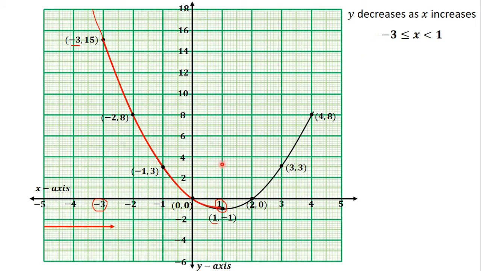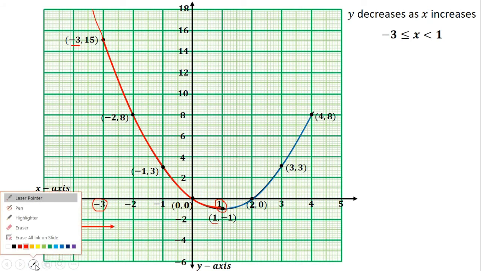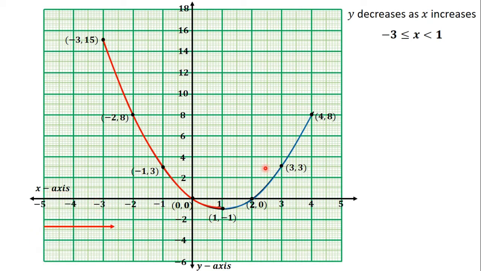So on this graph sheet, for x values between -3 and 1, we can see that the values of y decrease as x increases. Let's look at the second part of the curve. The second part of the curve is what I've colored with blue. I'm going to take the ink off the page so that you can see it clearly. So this is the second part of the curve. We can see that it starts at the turning point and ends at this point.